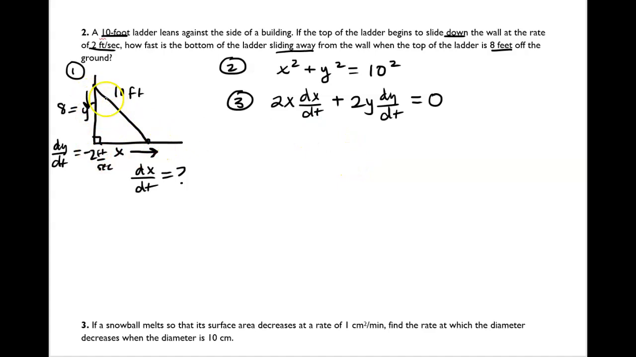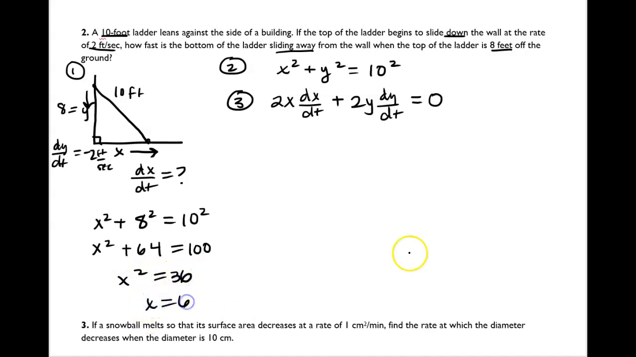So let's come back over here and solve for x. We're just going to use the same equation, the Pythagorean theorem here. x squared plus 8 squared equals 10 squared. So x squared plus 64 equals 100. So x squared is 36 and x is 6.